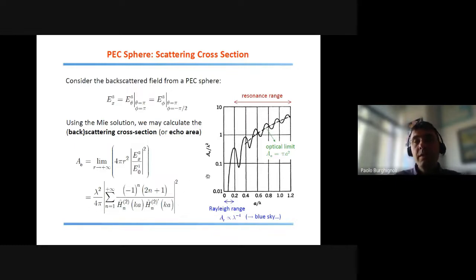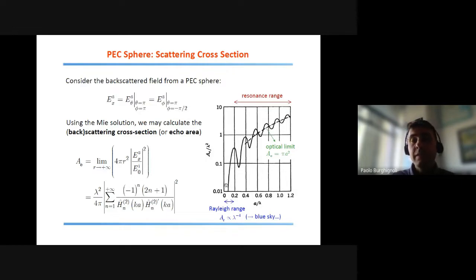And if you plot the echo area normalized to squared wavelength in free space in the vertical axis as a function of the normalized radius of the sphere, the radius is normalized with respect to the wavelength lambda, you will find this curve, a behavior like this, in which you can see a generally increasing trend of the echo area, however, with oscillations, and you can distinguish a first range in which the radius of the sphere is very small with respect to the wavelength, and this is the so-called Rayleigh range, in which the echo area basically scales as the inverse fourth power of lambda.